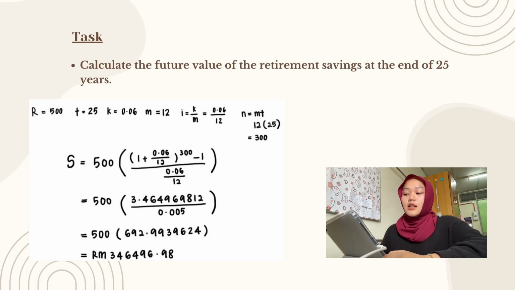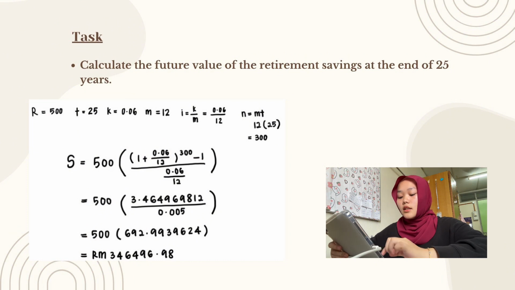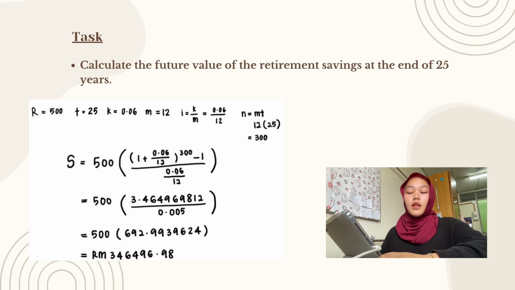So, the first task that has been given is to calculate the future value of the retirement savings at the end of the 25 years. To do that, we need to use the formula S, which is the future value. The formula is S equal to R multiplied by (1 plus i) to the power of n minus 1, divided by i. Based on the question, there is some information that we can use for the future value. That is R equal to 500, T equal to 25, K equal to 0.06, and M equal to 12. i equals K per M, which is 0.06 divided by 12, and you will get 0.005.